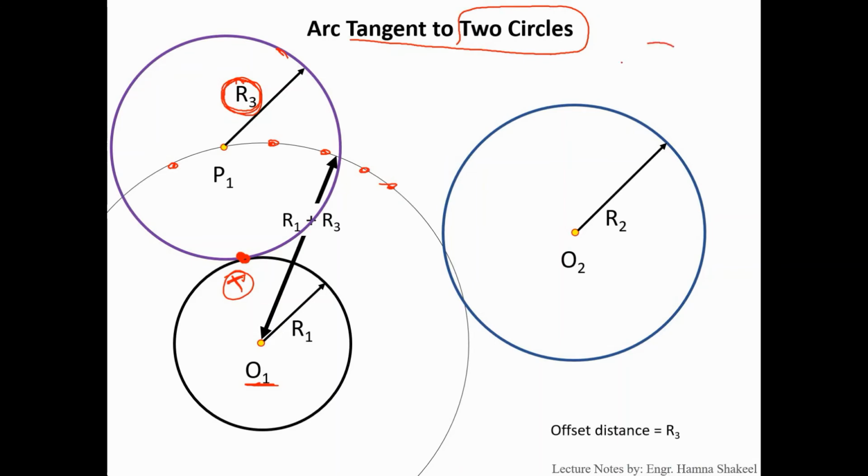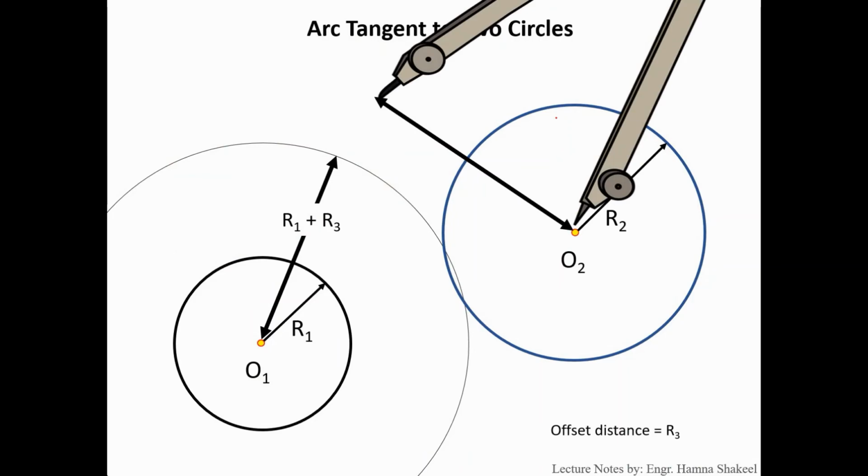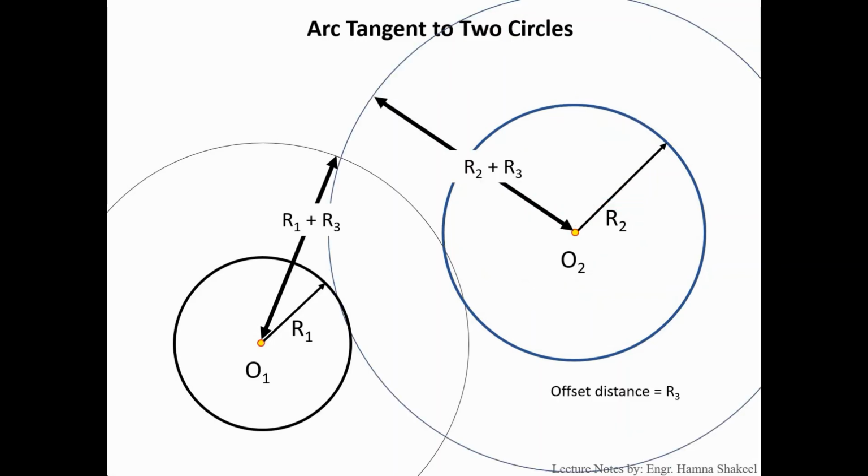So it means that we have to repeat the same thing for circle number 2. For circle number 2, open your compass equal to R2, which is the radius of the actual circle in this case, plus offset distance R3, and draw a circle. If you take any point on this offset circle, let's say you have taken this point P1, and you draw a circle having a radius R3, this circle will touch the actual circle at a tangent point T.